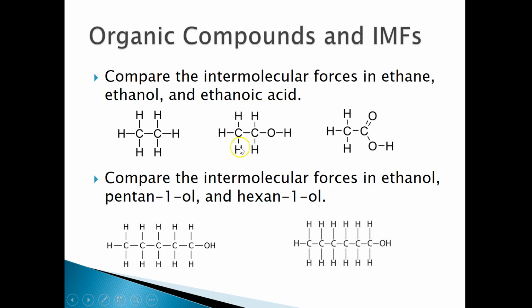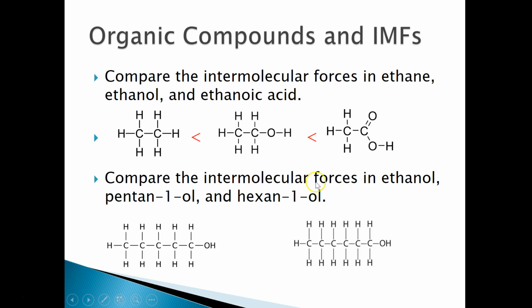Now, if we look at ethanol, ethanol has oxygen bonded to hydrogen, so it has hydrogen bonding. So we would expect the boiling point of ethanol to be higher than that of ethane. If we look at ethanoic acid, ethanoic acid also has the hydroxyl group giving the hydrogen bonding, but it also has a carbon-oxygen bond here giving an additional dipole moment in the molecule. So when you look at the boiling points, the boiling point of ethanoic acid will be greater than the boiling point of ethanol, which will be greater than the boiling point of ethane.